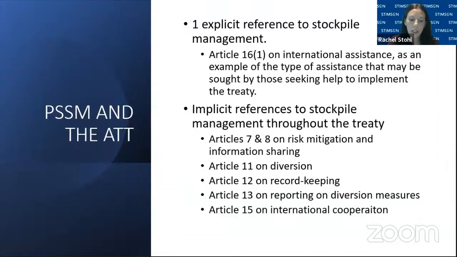And of course, states must share information to better comprehend and prevent the diversion of transferred conventional arms, which could include, for example, sources of diverted weapons, such as insecure storage facilities. You can also think about PSSM in articles related to record keeping and reporting. So in Article 12.2, states are encouraged to maintain records of transferred conventional arms, which could include records on weapon stockpiles. In Article 13.2, states are encouraged to report effective measures to address diversion of transferred conventional arms.